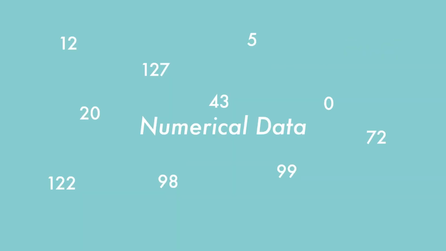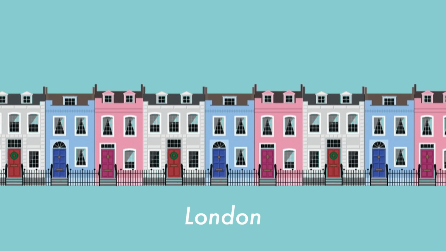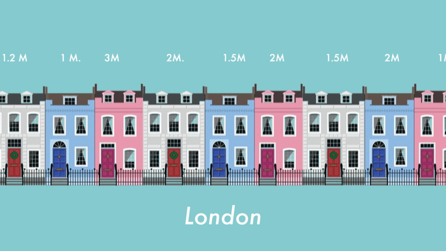So far, we have been talking about numerical data, and it's very comfortable to talk about numbers, because we know mathematically how to deal with them. For example, when we investigate the price of houses in London, we obtain a list of numerical values. We can count them, add them, calculate measures of central tendency, and do other mathematical operations with the data.